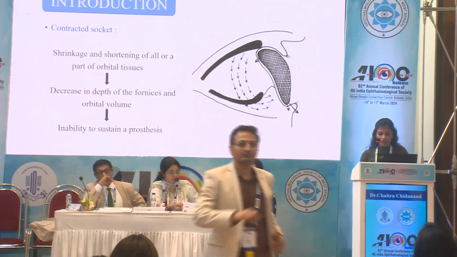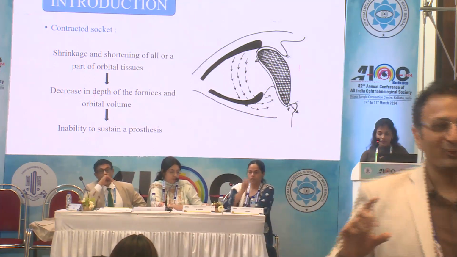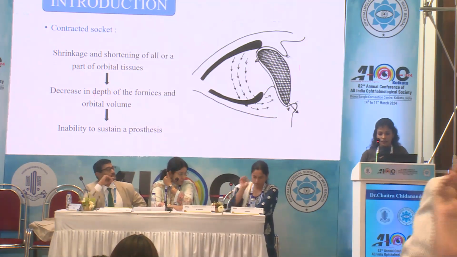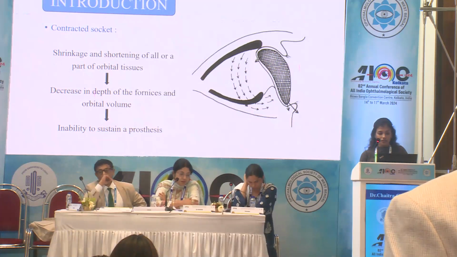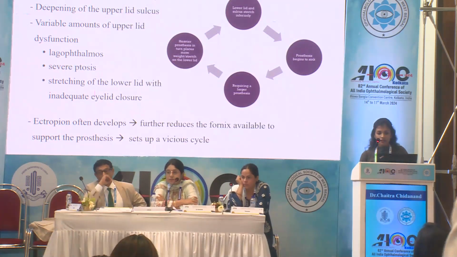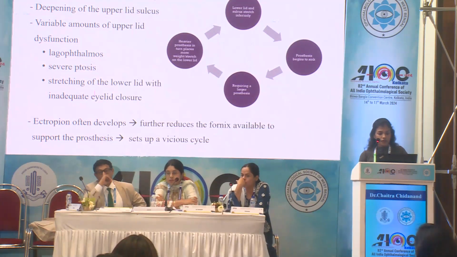So the net volume loss post-enucleation and evisceration will result in the inferior and forward displacement of the intraorbital fat, and a larger prosthesis that is required to fit in will often depress superiorly and push against the lower eyelid inferiorly. So all this may lead to the development of post-enucleation socket syndrome, characterized by deepening of the upper eyelid sulcus and variable amounts of upper eyelid dysfunction, ranging from lag of the lid to severe ptosis, and also stretching of the lower eyelid with inadequate eyelid closure.